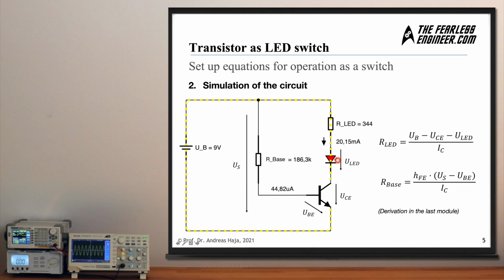Now let's look at the simulation of the circuit here. We have the transistor, we have the LED, we have the resistor protecting the LED. Let's enter these values here: 344 ohms for the LED resistor, 186.3 kilo ohms for the base resistor, and the current flow which we observe here is 20 milliamps, so a little bit more. And in case you are wondering where we got the values for the resistors, we have been using these formulas here, and how they can be derived has been a part of the last video.